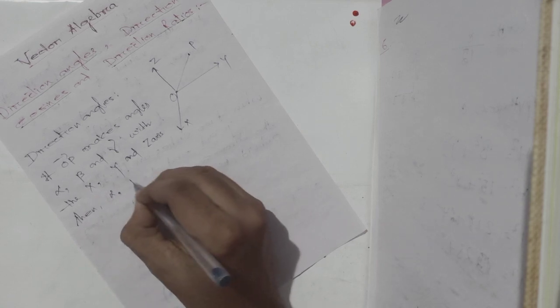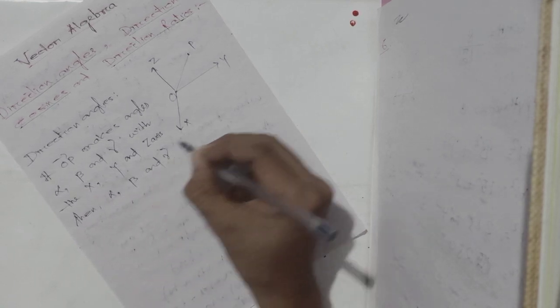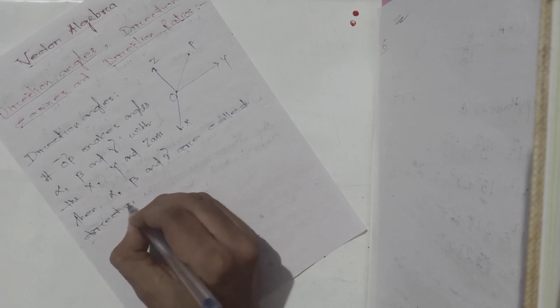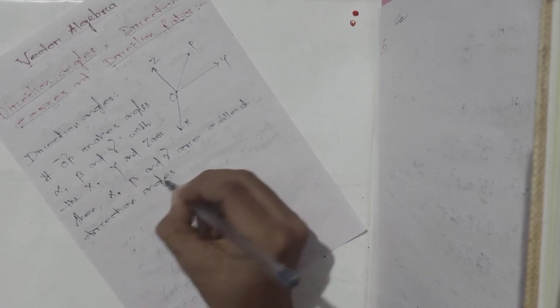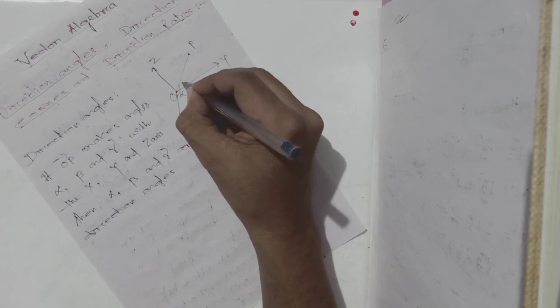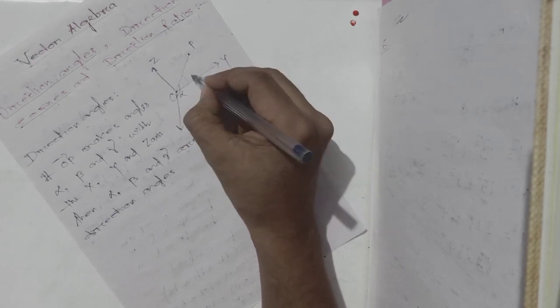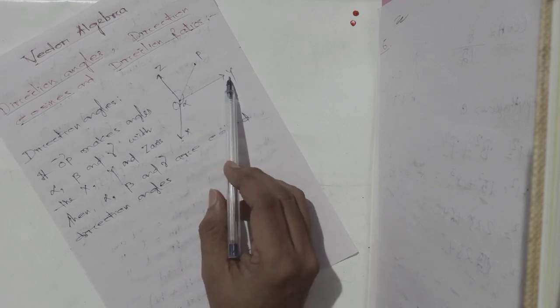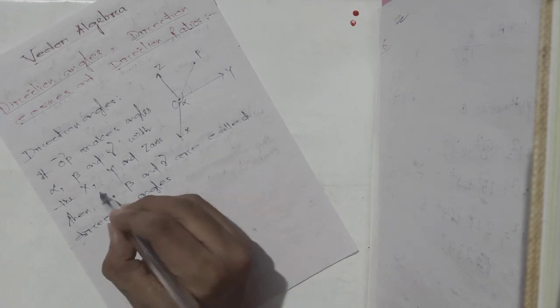Then alpha, beta and gamma are called direction angles. So the line makes angle alpha with the x-axis, beta with the y-axis and gamma with the z-axis. So these angles are known as direction angles, right?